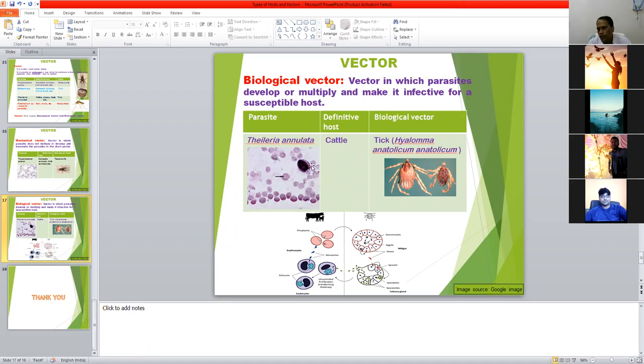It is the prevalent parasite in India. Then its vector is the tick. Ticks are four-pair-legged arthropods, commonly known simply as ticks in English. A species is Hyalomma anatolicum. The Hyalomma anatolicum tick acts as a vector of Theileria annulata.